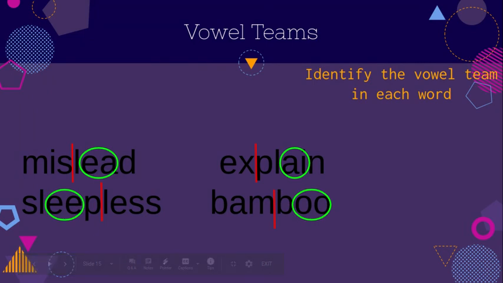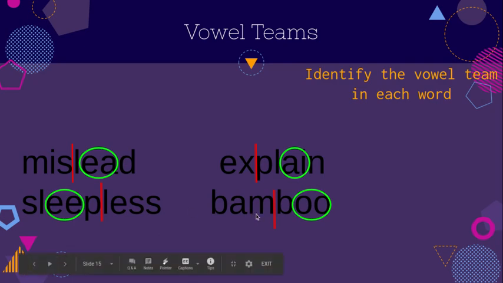For the word explain, you should have divided it between the X and the P. X is your first syllable, plain is your second syllable. Then you should have circled the AI vowel team. In the word sleepless, you should have divided the word between the P and the L. First syllable says sleep, second syllable says less. That first syllable has the vowel team EE that you should have circled. The EE in sleepless has that long E sound.